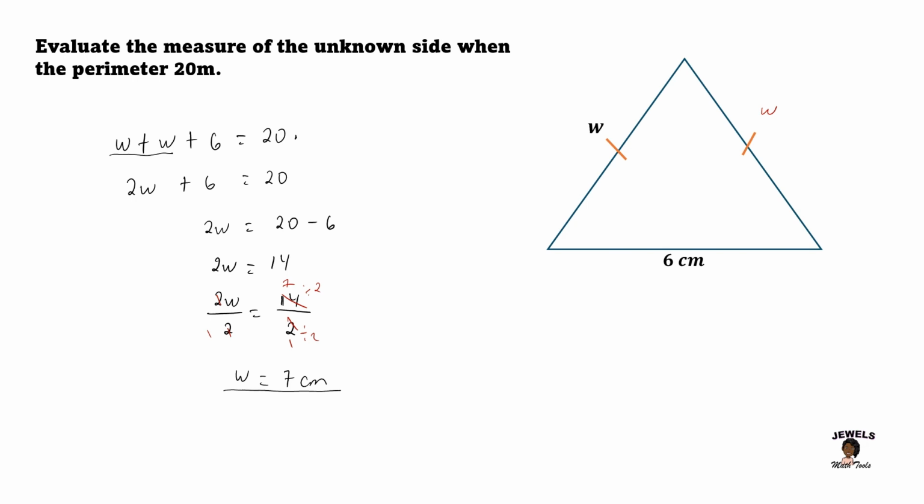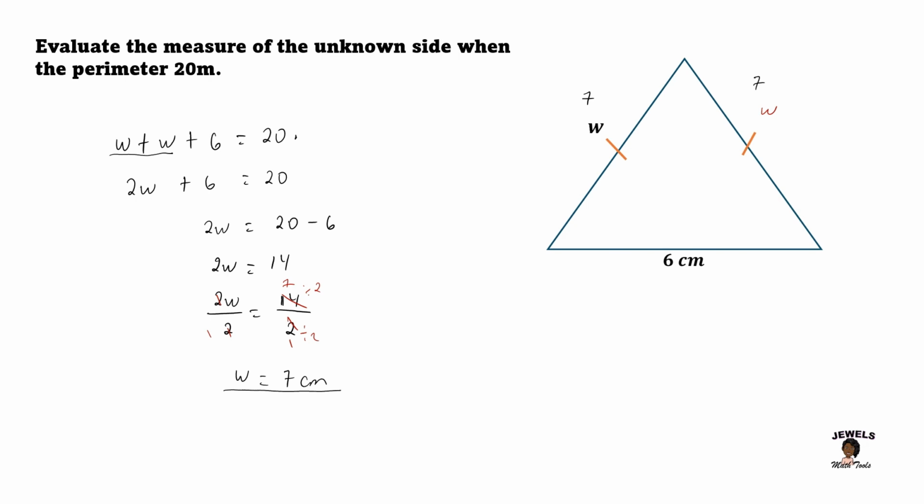Okay, so now let's check our sides. If we're saying that W is equal to 7, then this should be 7, this should be 7, and when we add them up, they should equal 20. We know that 7 plus 7 is 14, and plus 6 will equal our 20.